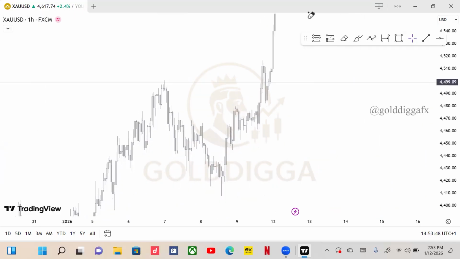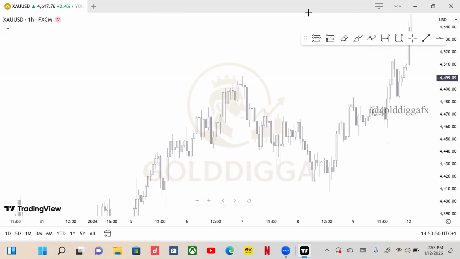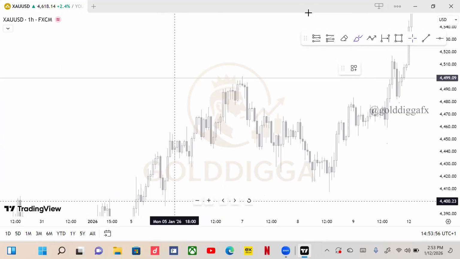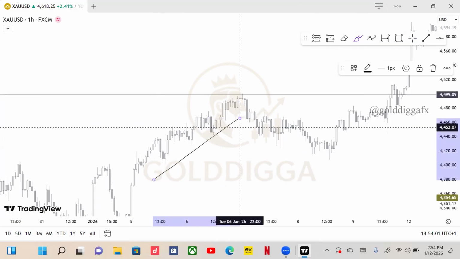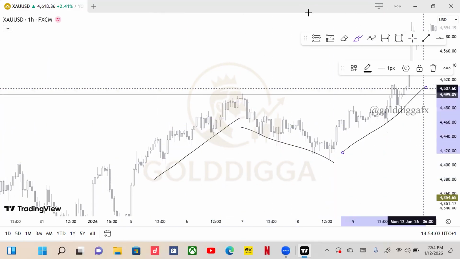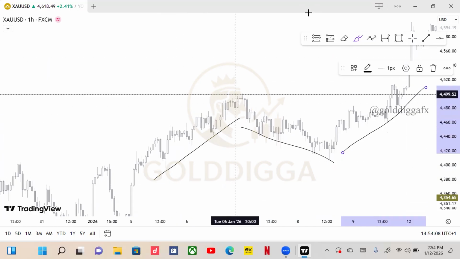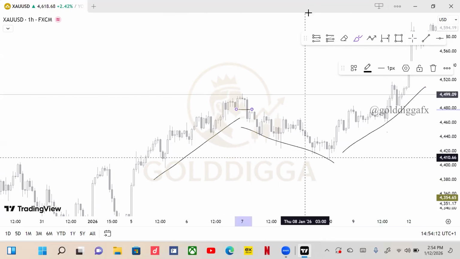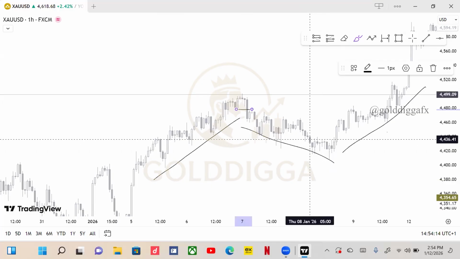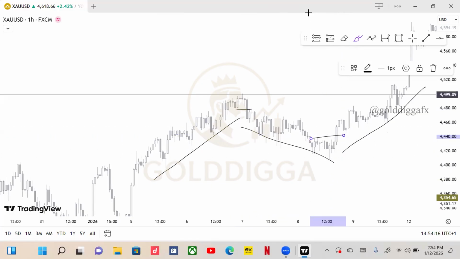So now this is how you have your market structure. Uptrend, downtrend, back to an uptrend again. Right? Once price shifts by breaking the last higher low in an uptrend, price became a downtrend. Once price shifts by breaking the last lower high in a downtrend, price became uptrend again. So that's just how it works.